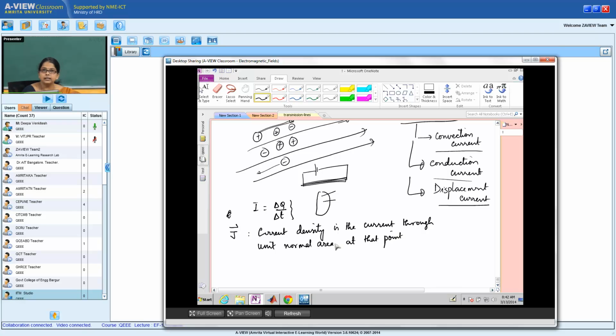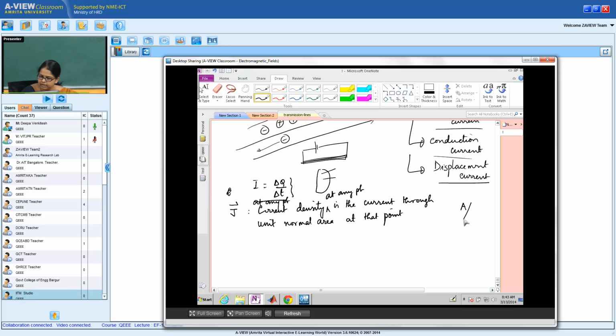Current density is a vector, again a vector function. So current density at any point can be represented in ampere per meter square. What does it mean? If I have 5 ampere per meter square at this point, and remember it's a vector, which means it will have a direction, it means that for a unit area normal to this direction, the current is 5 ampere per meter square.